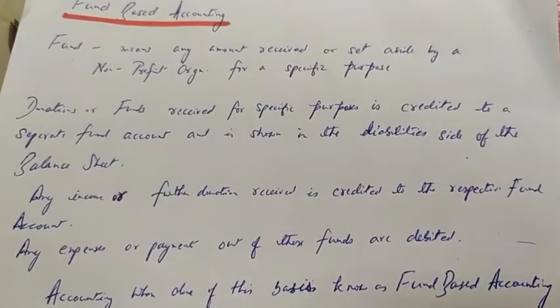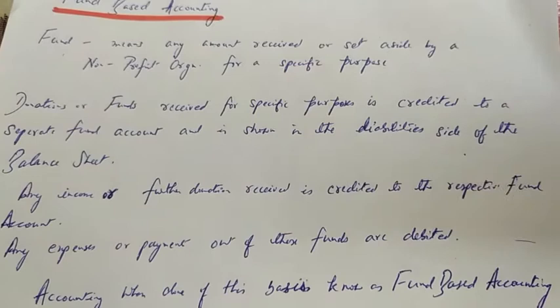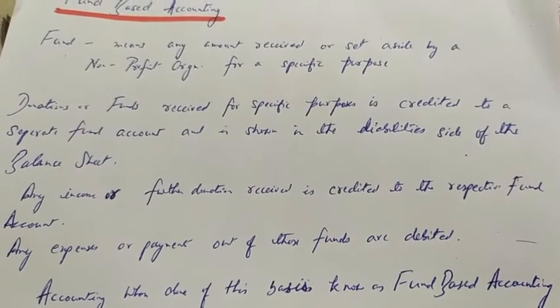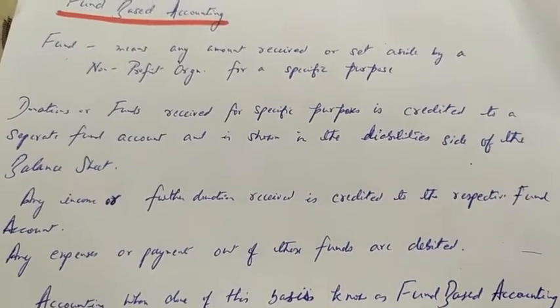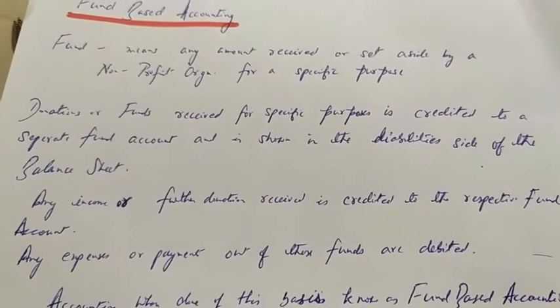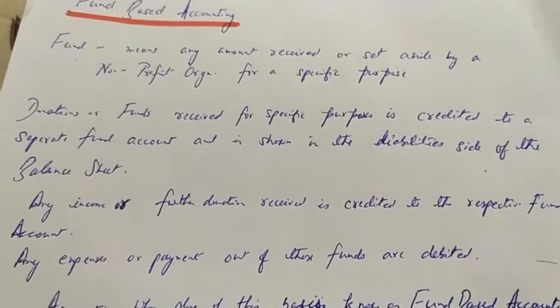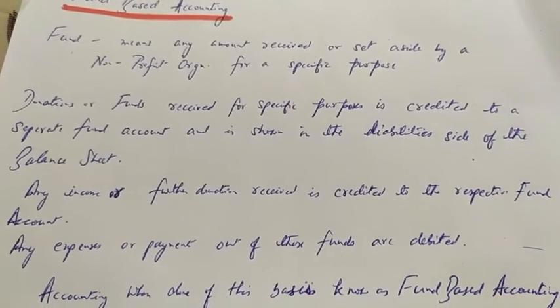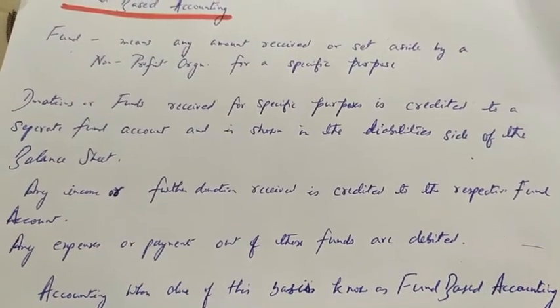Any income received will be added to that fund account, or any further donation will be added to the fund account. But if any expenses or payments are made for the fund purpose, then it will be debited or deducted from the fund account. Such a system of accounting for a non-profit organization is known as fund-based accounting.